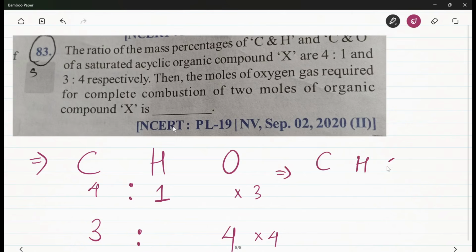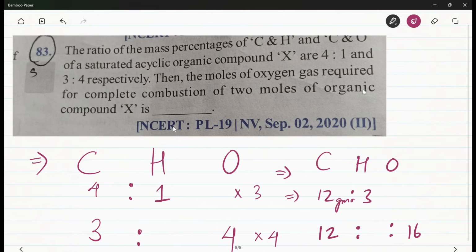C, H, O. This will be 12 each to 3, agree? And this one down will be 12 each to 16. Got it? Any doubt until this? Now 12 mass percent, not 12 grams. 12 mass percent, 3%, 16%. What is the total? 31.